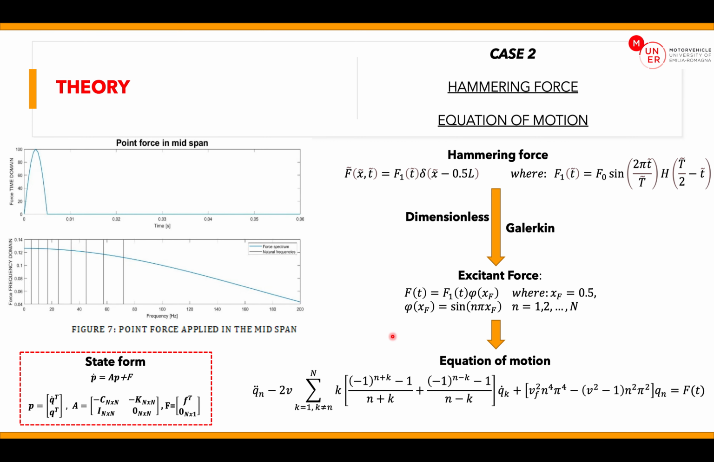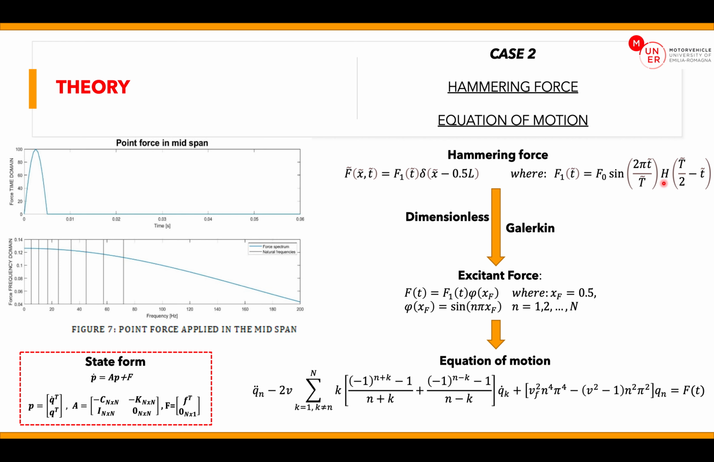In the second case, we were requested to analyze the response of the moving beam to a hammering force in the midspan of the belt. The hammering force is modeled as a half-sine function, where L here is the length of the belt span, F0 is the amplitude of the hammering force, T is the period of sine, delta here is the Dirac delta function, and we have also H, which is the Heaviside function.